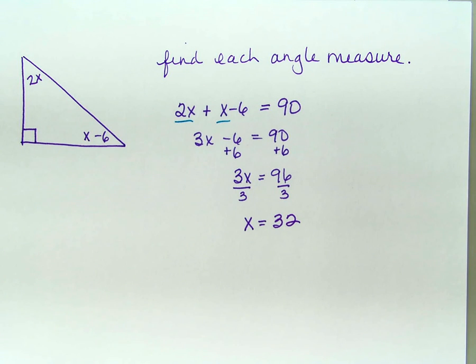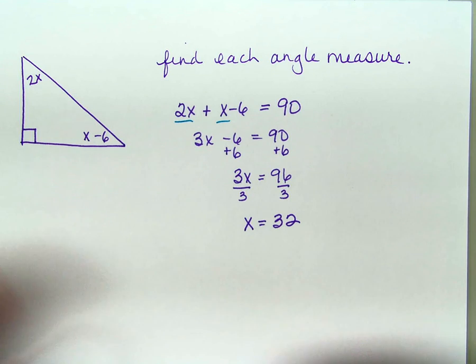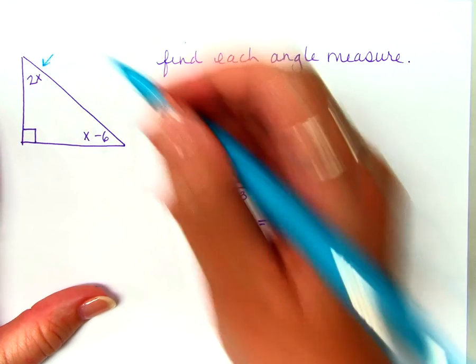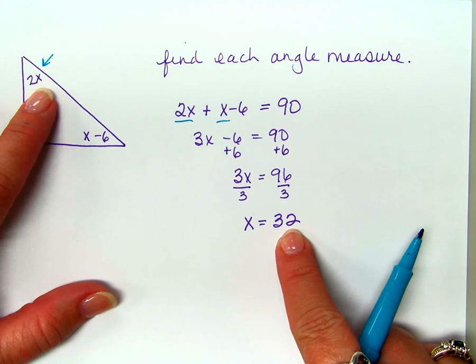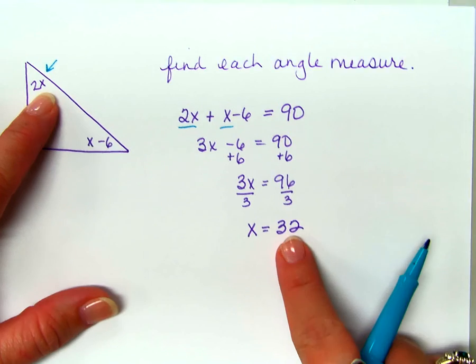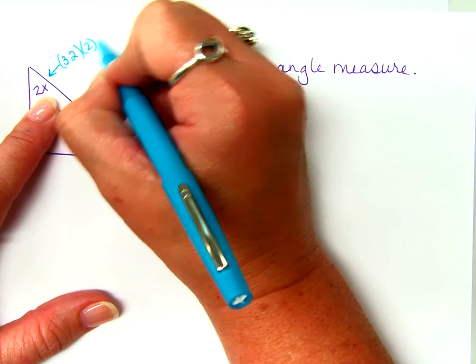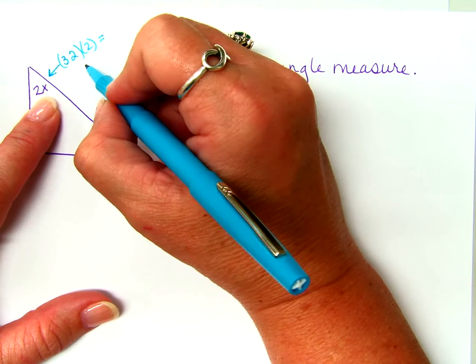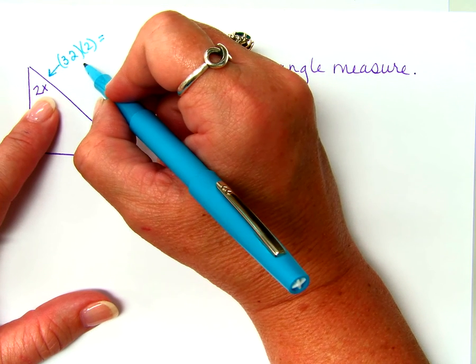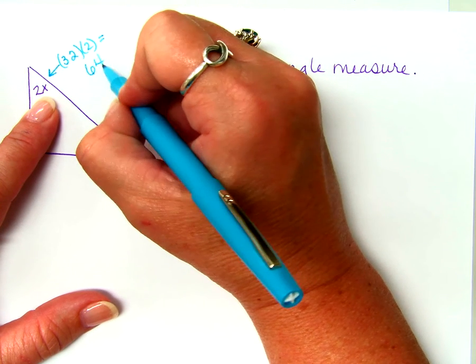Yep. What are my directions? Find each angle measure. So I found x, and that's great, but is any of the angles equal to x? No. So in order to get this angle measure, what do I have to do? 32 times 2. What is 32 times 2? 72. Try again. 64.